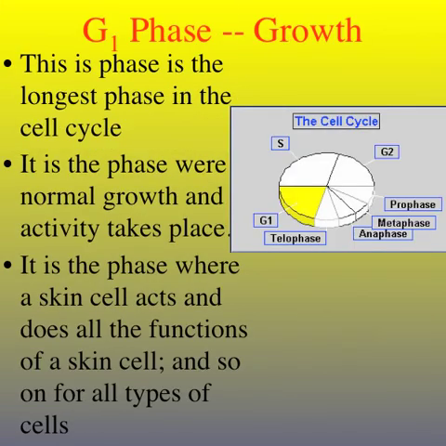G1, it's the longest phase in the cell cycle. As I said, it's where normal growth and activity takes place. It could be the vast majority of the time that the cell is a cell, if the cell doesn't divide very much. If it's a hair cell or a skin cell, it's smaller because they do a lot of dividing. So it depends on the type of cell. Remember, at one point you were a single cell, so then through mitosis you divided and divided and divided and eventually became a human being.